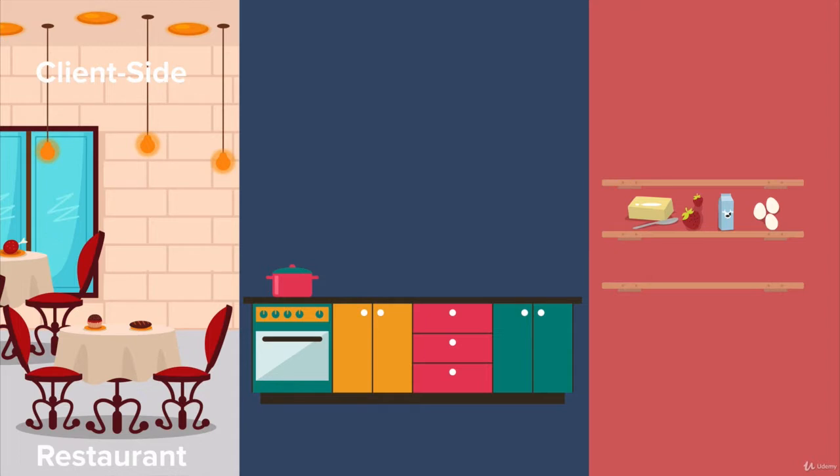This is what the user sees in the browser. They're able to interact with the website using JavaScript, and they're able to see the information that's being displayed using HTML and CSS. Now, a little bit further back on the back end, we've got the kitchen, and this is analogous to our server. This is basically the place where all of our dishes get served from.